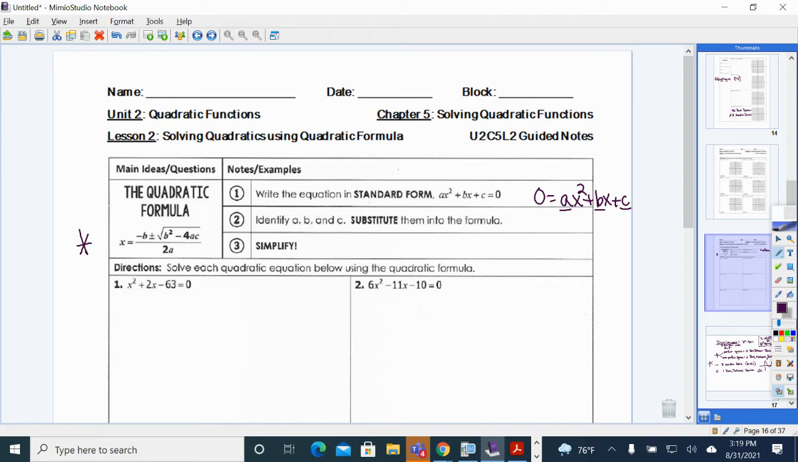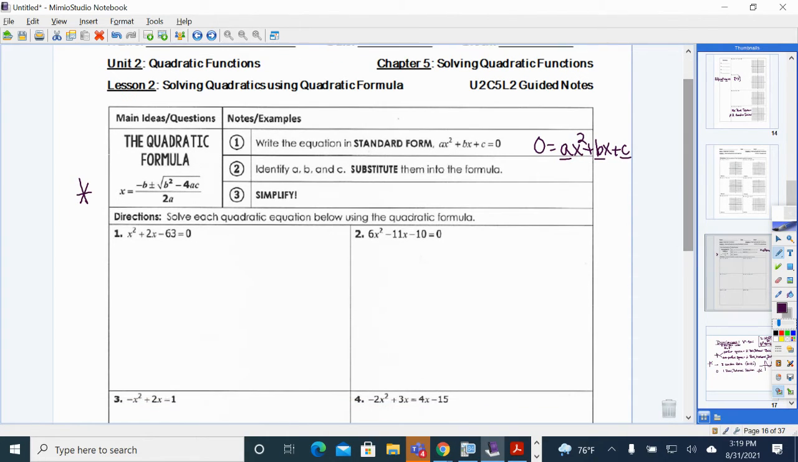The directions tell you to solve each quadratic equation below using the quadratic formula. So I'm going to look at example number 1. Notice here that we have 1x squared plus 2x minus 63 is equal to 0. It is already in standard form. A is equal to 1 because that's the number in front of the x squared term. B is equal to 2 because that's the number in front of the x. And then C is equal to negative 63.